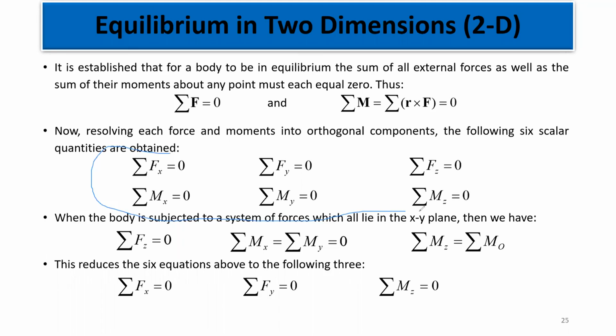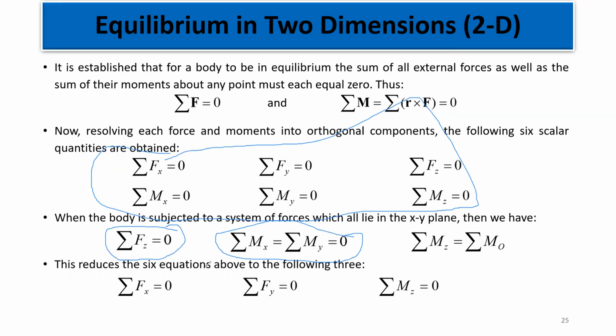Now, if we have 6 of them, and then we are maybe dealing with only 2 dimensions, that is the xy plane, then we can say that if you are dealing with the xy plane, then Fz is what? 0. My and then Mx will also be what? 0. And then the moment about the point z should be equal to what? The moment at the point O.